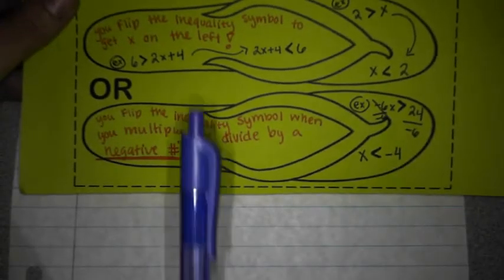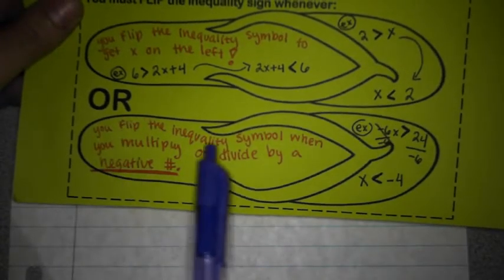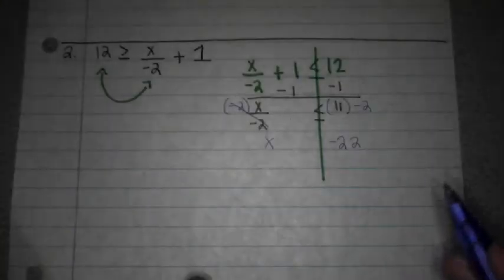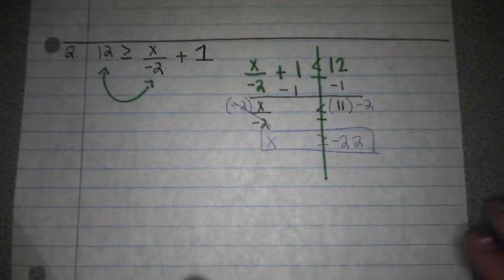Now I'm going to take my flip-flop and double check this. Now there's two reasons to flip. I did this one, and the other one is you flip the inequality symbol when you multiply or divide by a negative number. And I just did, negative 2. So I'm going to take my symbol and flip it the other way, and here is my answer.